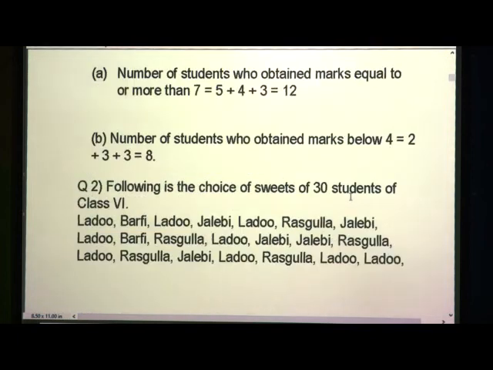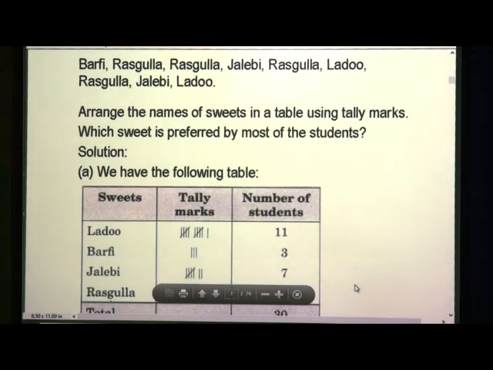Now we have one more type of example. Observe here. Following is the choice of sweets of 30 students of class 6. There are 30 students in class 6. So this is the choice of sweets. Many of them like laddu, barfi, jalebi and rasgulla. Between these 4 the students have made their choices. So we need to show this again by using tally marks.